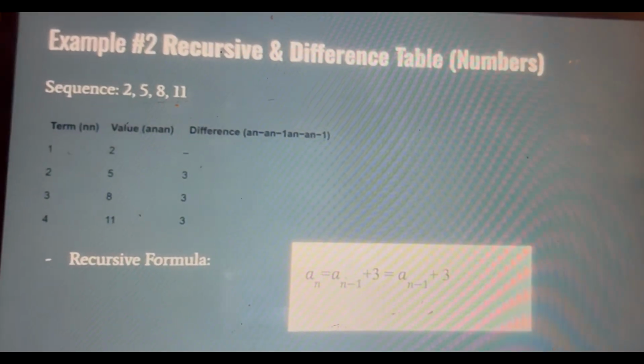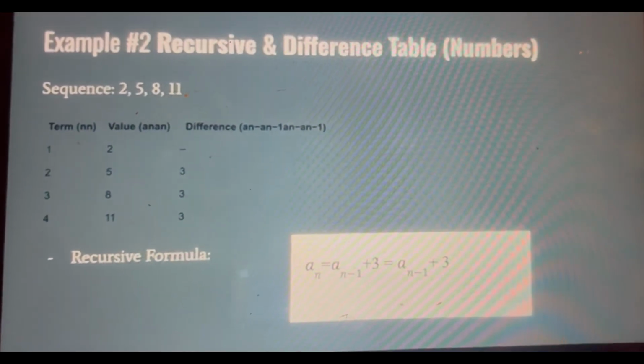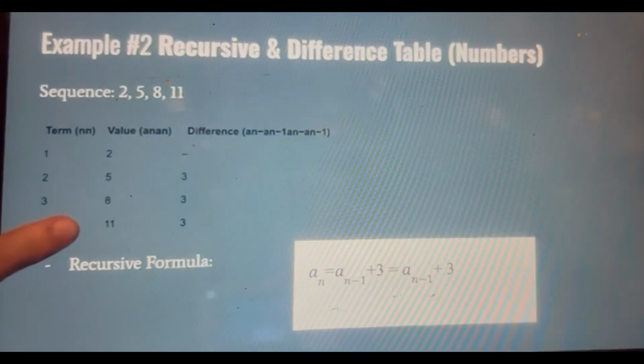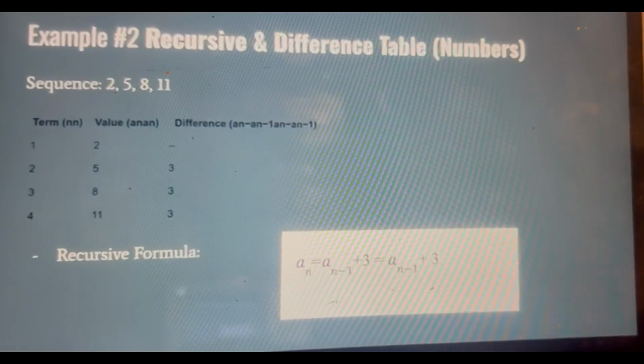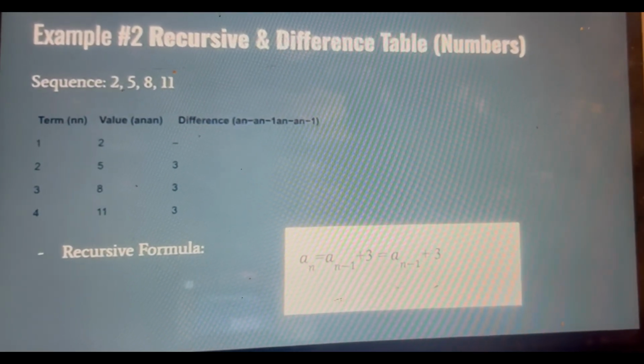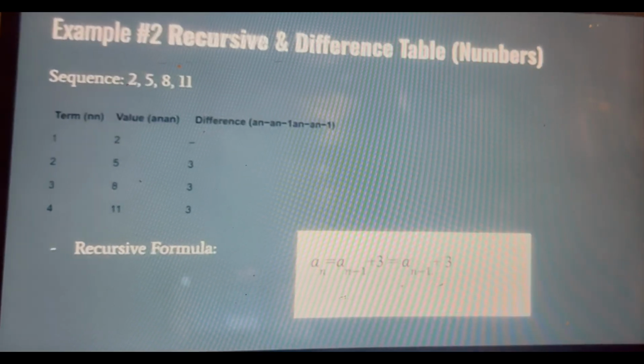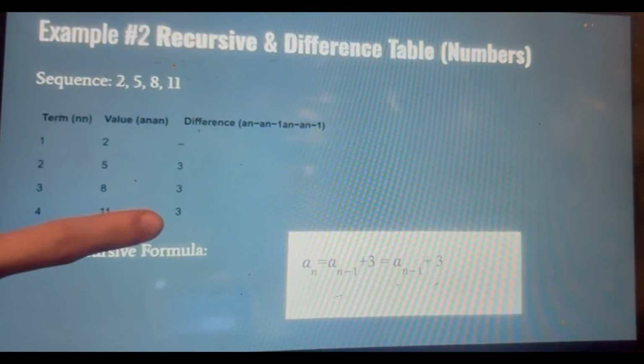A difference table helps you understand how a sequence changes term to term. The sequence seen here is 2, 5, 8, and then 11. We list each term and figure out the difference between consecutive terms. If we do that with this example, we can see the difference is the same each time, that being 3.